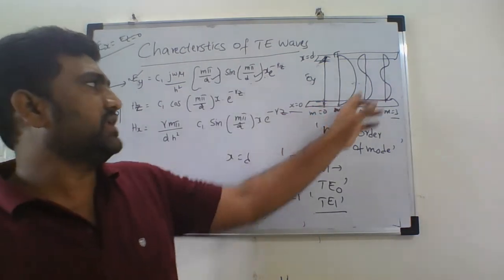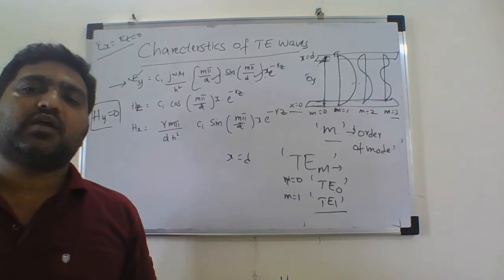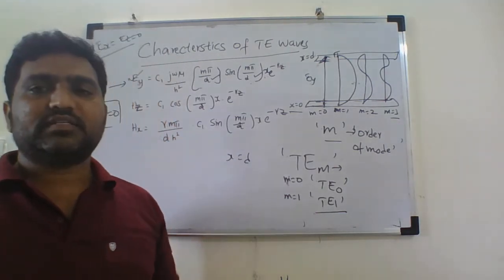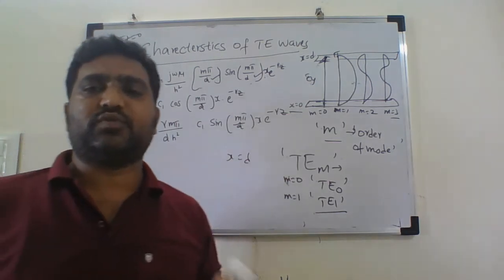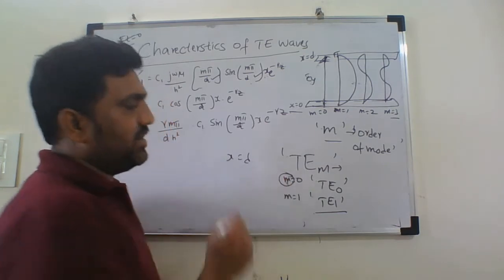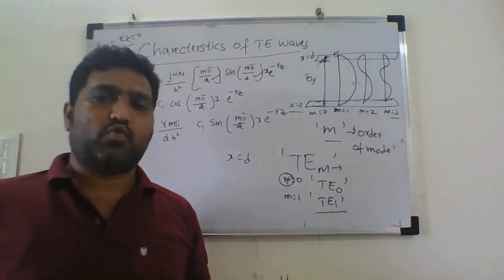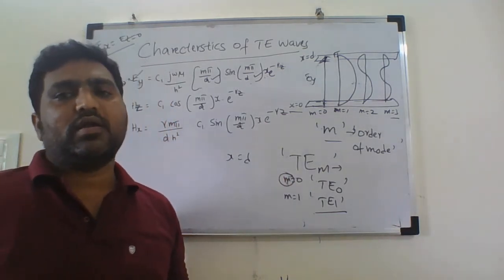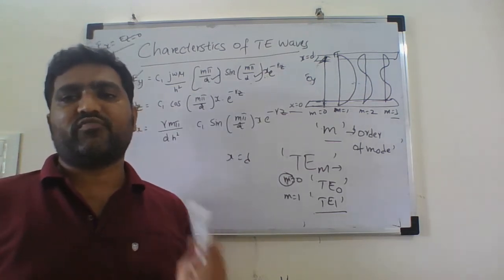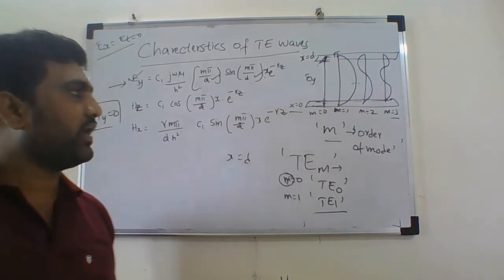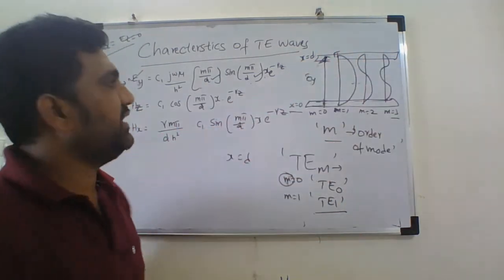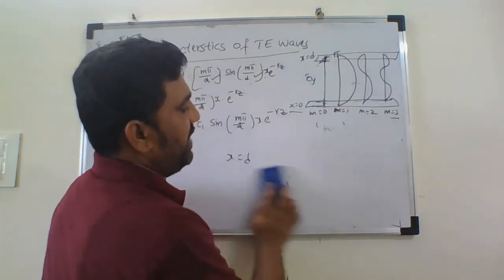So there is a half cycle variation along the length of the waveguide. Okay, so that's what I get. Similarly, for m equal to 2, TE2, m equal to 3, TE3. So this m value represents the order of the mode. Mode order also represents the number of half cycle variations of the field inside the waveguide. So this is the field pattern for Ey, for different values of m.